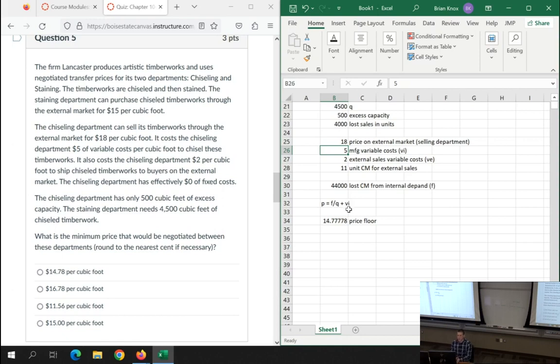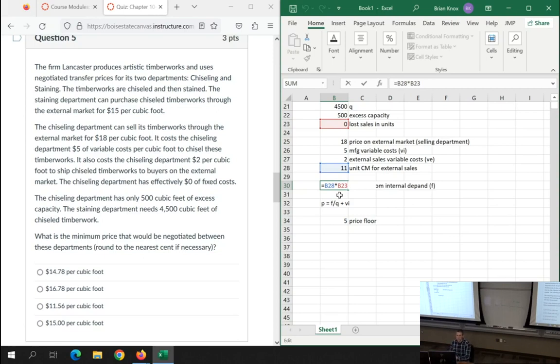If we have excess capacity, we can fill the entire order without kicking out any regular paying customers. We've lost 0 sales, which means there's no fixed cost to taking the order. There's no fixed cost to selling internally.